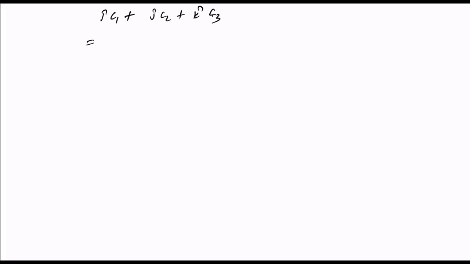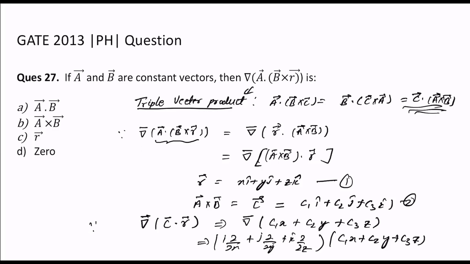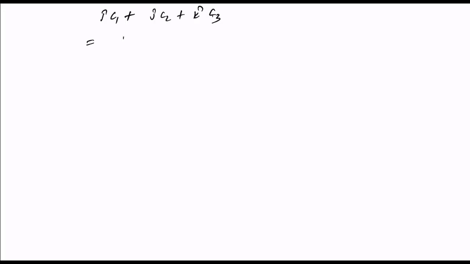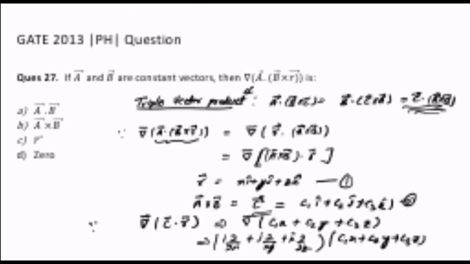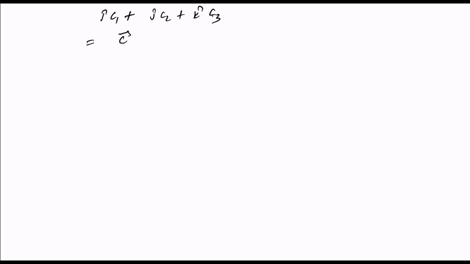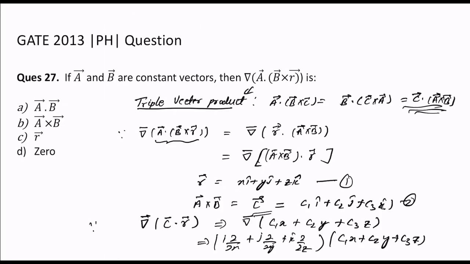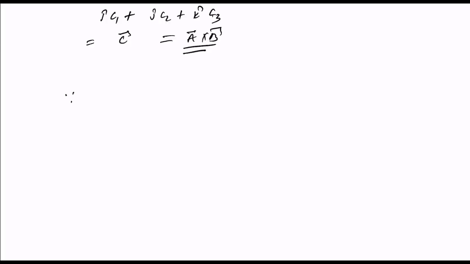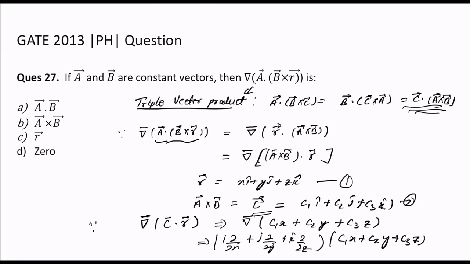Now this is nothing but C1 i cap plus C2 j cap plus C3 k cap, whatever you know, so it is nothing but the original vector C, and we know that C vector is nothing but A cross B. Therefore the gradient of A dot B cross R is nothing but A cross B, and hence the correct answer for this question is option number B, A cross B.